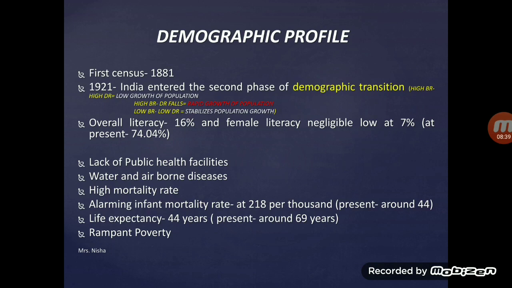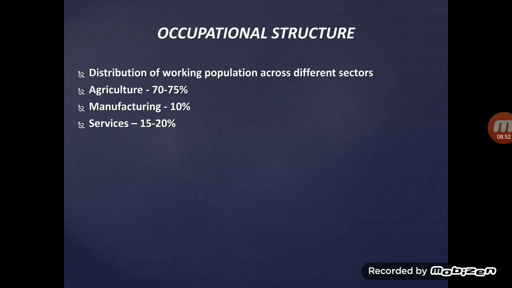And if we talk about poverty, although there are no such estimates available, it cannot be doubted that there was extensive and rampant poverty during that time. Let us talk about occupational structure now. As the word suggests, occupation, that means what a person is doing. Structure is made up of primary, secondary and tertiary sector.